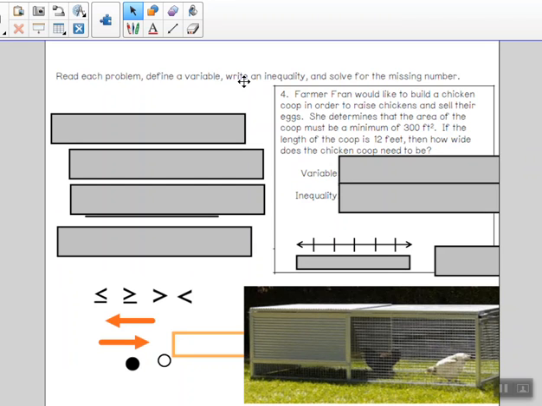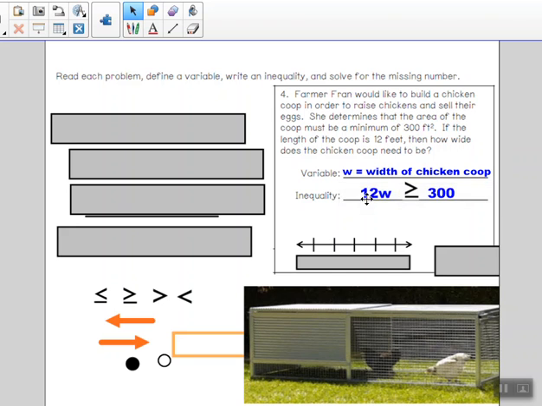So our variable would be what we are unsure of currently, the unknown piece of information. In this case, we know what the length is. We don't know what the width is, though. And that right there is going to be our variable. Now, a chicken coop very often is rectangular in shape. So if you think about finding the area for this, because we want it to be at least 300 square feet, area for rectangles is just length times width. Like its long side times its short side. That'll tell you how much area it has.